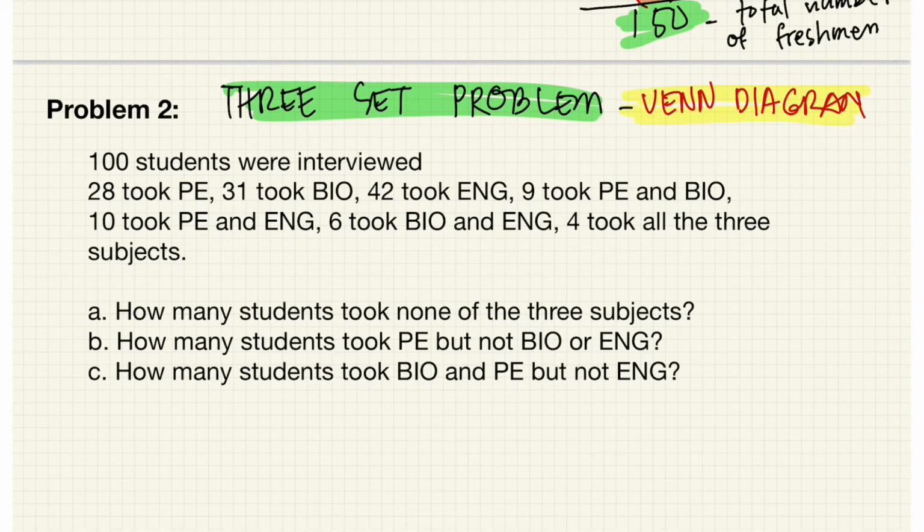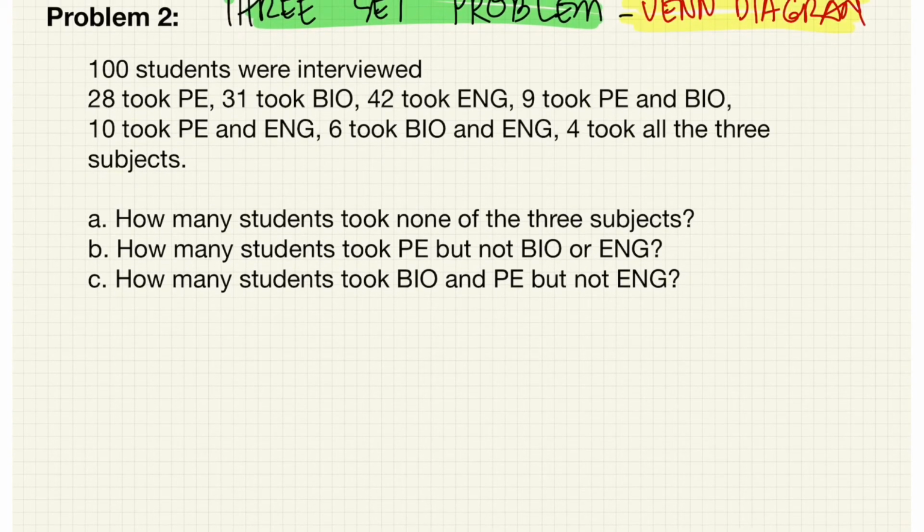100 students were interviewed. Okay, and there are 28 who took PE, 31 took biology, 42 took English, 9 took PE and biology, both subjects, 10 took PE and English, 6 took biology and English, and 4 took all the three subjects. Now we have three series of three questions here. We will answer it later when we are done with our Venn diagram. So how are we going to start with this? Still, we're going to follow steps.